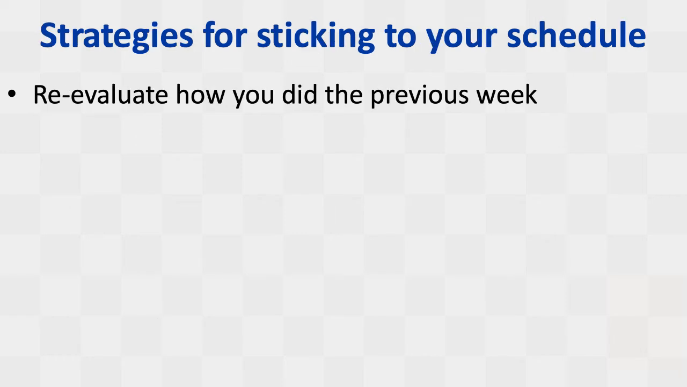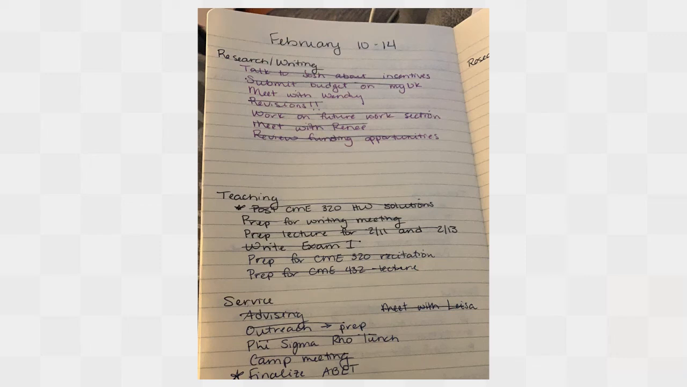Strategies for helping you to stick through your schedule. One thing that you can do is reevaluate how you did the previous week. So for me, the way that I go about doing that is I'll look at my weekly schedule from the week before on that next Sunday, and I'll go through and cross off the items that I was able to complete, and I'll put a star next to items that I wasn't able to complete as I move them forward into my next week in the calendar.